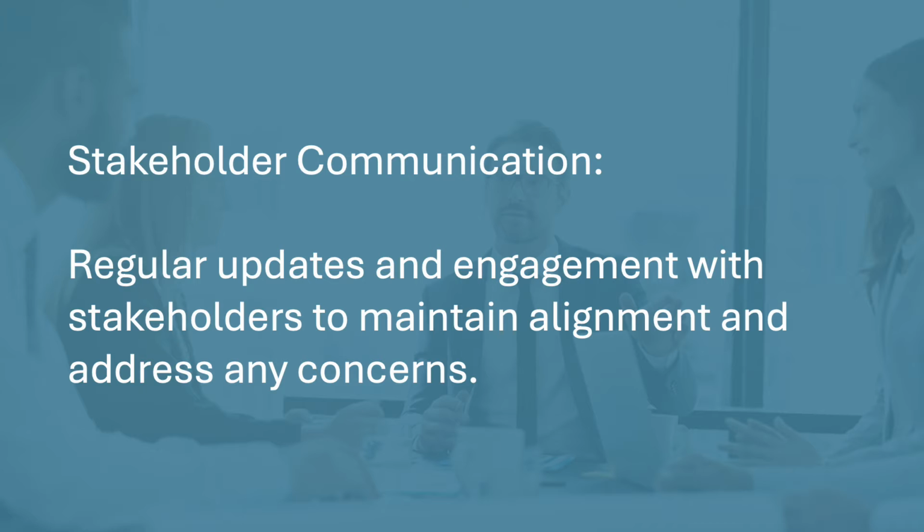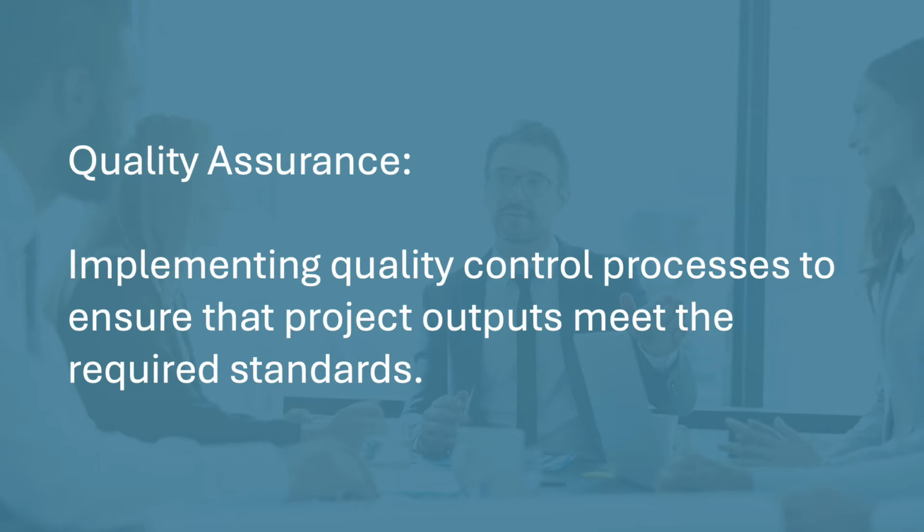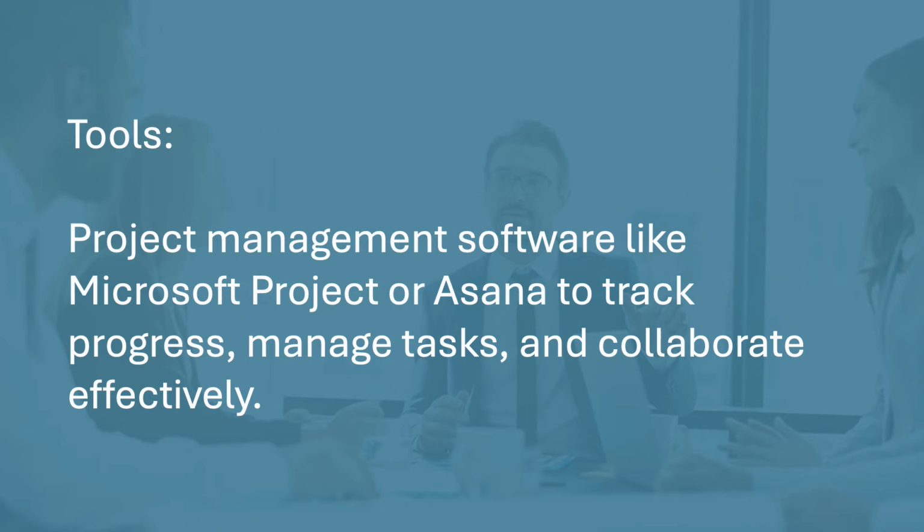Stakeholder communication. Regular updates and engagement with stakeholders to maintain alignment and address any concerns. Quality assurance. Implementing quality control processes to ensure that project outputs meet the required standards. Tools. Project management software like Microsoft Project or Asana to track progress, manage tasks, and collaborate effectively.